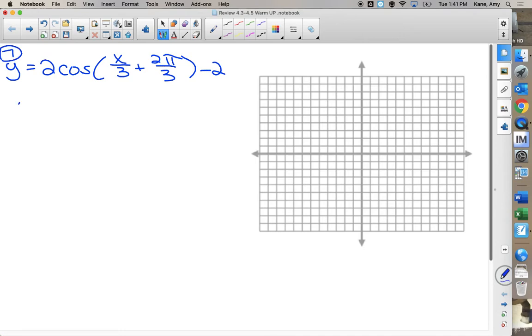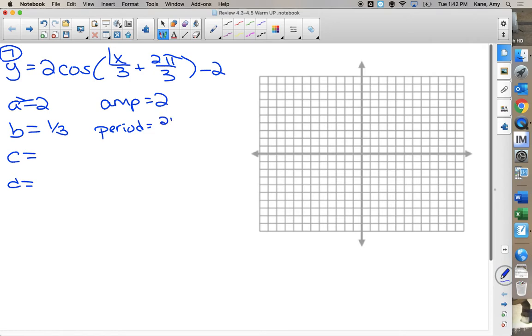Again, this is number 7 from the homework. So A is 2. I know that's going to find the amplitude, also 2. B is 1/3. So remember, you're dividing it by 3. B is actually 1/3. So your period is 2 pi, and if you divide that by 1/3, you get 6 pi. It's tripling the length of your period. Usually it's 2 pi, and then I got 4 pi and 6 pi, so we're tripling that amount.